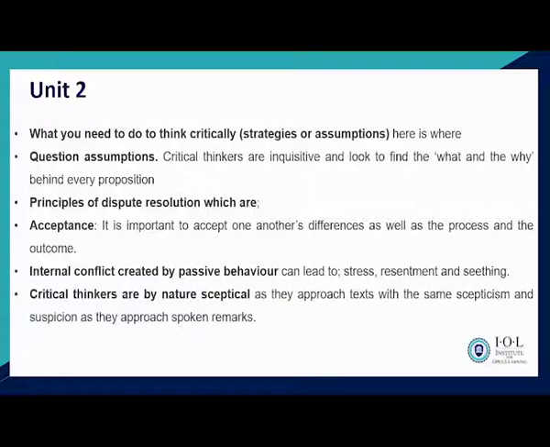Then internal conflict created by passive behavior. That's another topic. Internal conflict can lead to stress, resentment, and seething. Those are the internal conflicts caused by passive behavior. It can cause resentment, stress, and seething, and others. I'm only trying to make sure that I give the hints or guide.